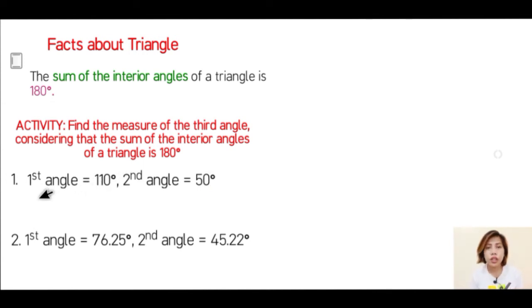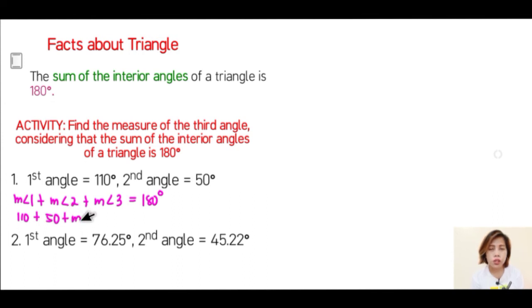So, the measure of angle 1, yan. Angle 1 na lang yan, yung first angle. Plus, measure of angle 2, second angle, plus, yung hinahanap natin na third angle. So, angle 3 na lang siya. Is equal to 180 degrees. So, measure of angle 1 is 110 plus measure ng angle 2 is 50 plus measure ng angle 3 is equal to 180.